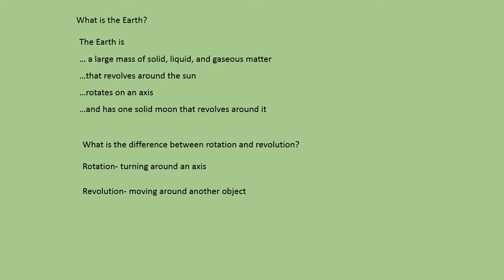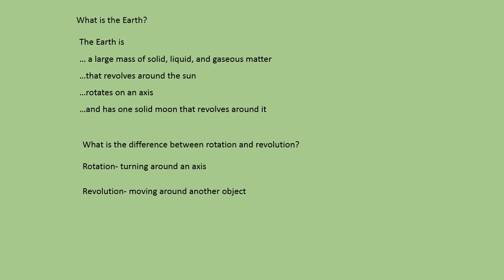We've used the terms rotate and revolve a few times now, so what do they mean? Rotation is turning around an axis. Picture a top spinning on a table. It spins or rotates around a central line called an axis. The Earth has the same kind of motion as it spins in place each day.